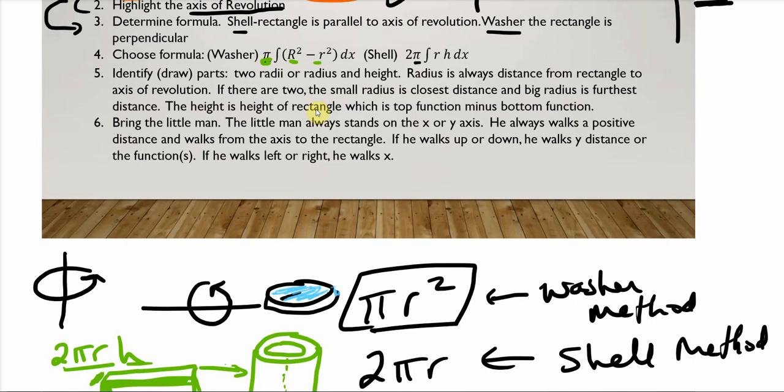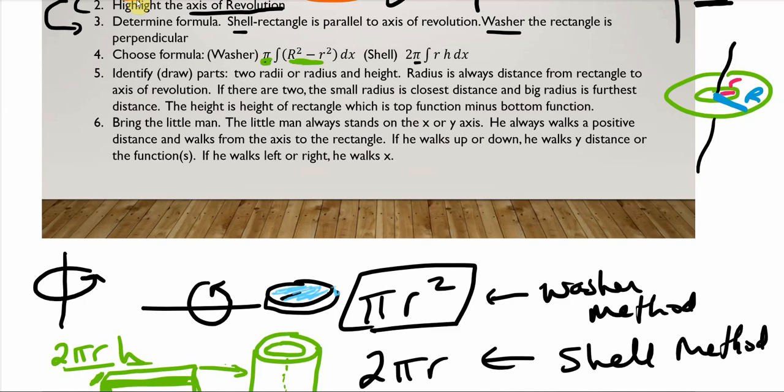Now some people are going to say, hey sir, where did the other radius come in? When I make a washer, here's my washer, and here's my axis of revolution. Go like this. You're going to notice that this distance here is going to be my little r, and this distance right here is going to be my big R. So my washer is going to have a little r and a big R.